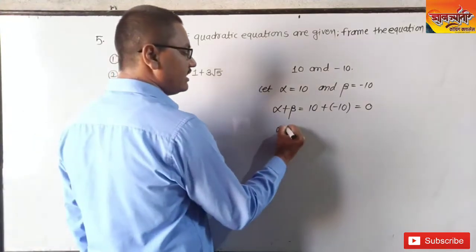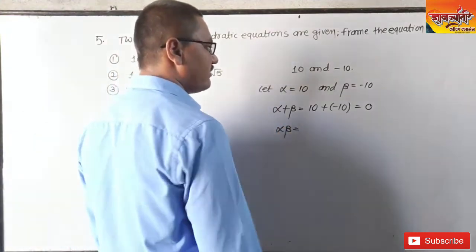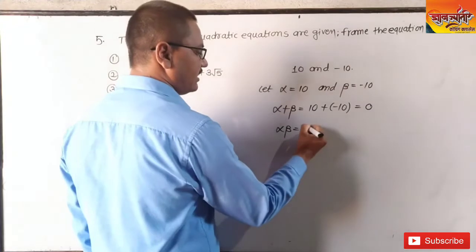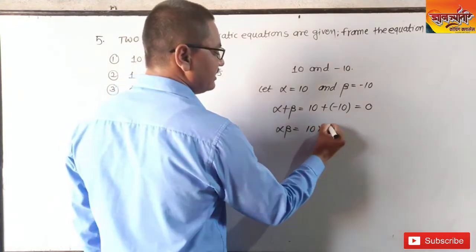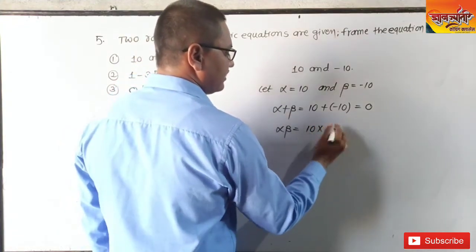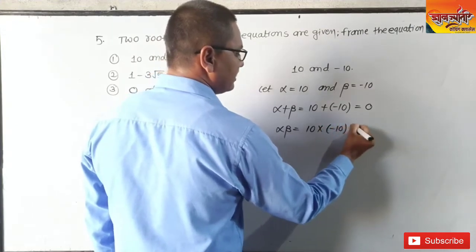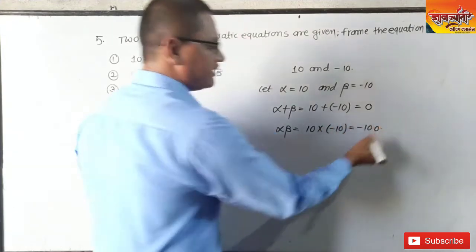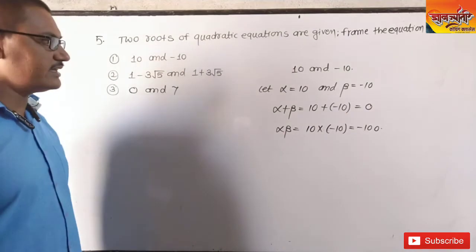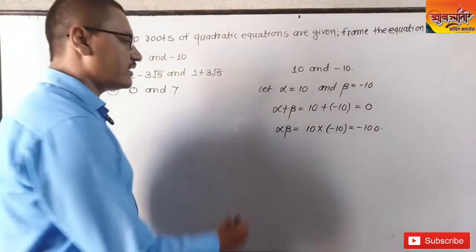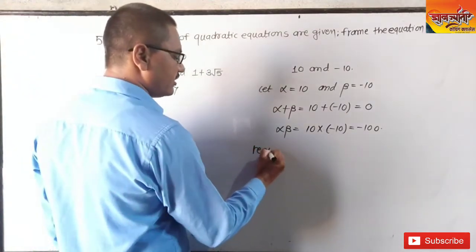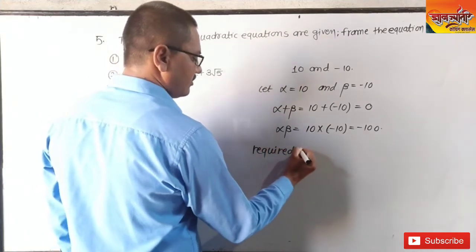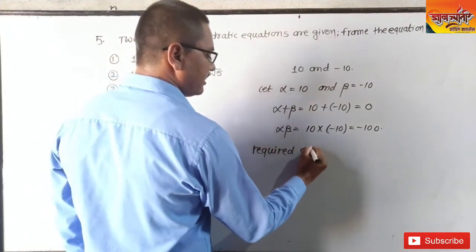Then find the value of alpha beta, the product of alpha and beta. Alpha is 10 and beta is minus 10. The multiplication of 10 into minus 10 becomes minus 100. Then which is the required quadratic equation?